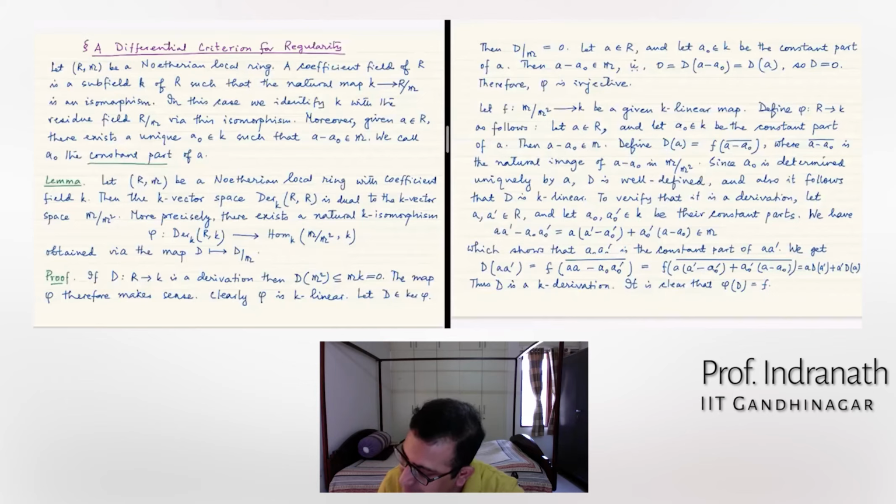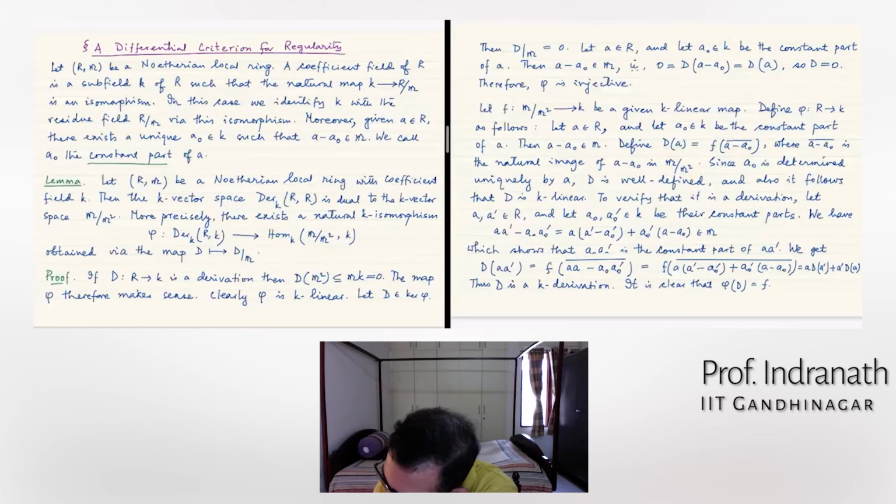I meant D. Okay, so define the derivation D from R to K as follows: if you take an a in R and a0 is the constant part, then a minus a0 belongs to M. So define D(a) to be F applied to the natural image of a minus a0 in M/M². Okay, so since a0 is determined uniquely by a, D is well defined. So that is all right.